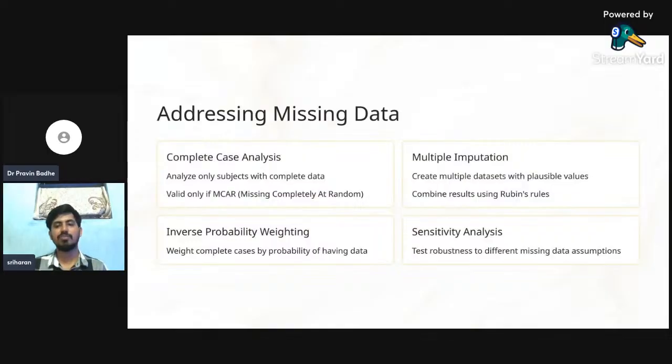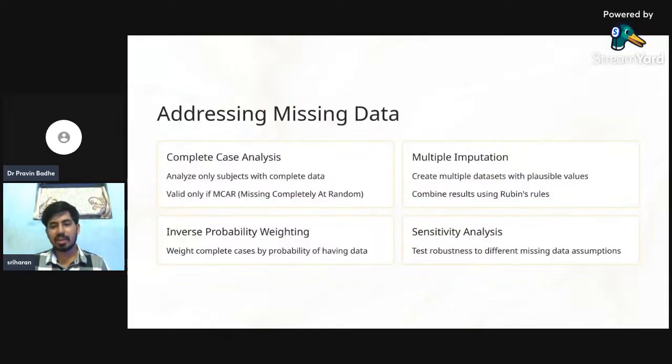Another one is multiple imputation. We create the database, like an electronic CRF, and enter the data day to day, so it will be easy to avoid missing data. Then inverse probability weighting. Likewise, sometimes some patients are underrepresented, so we observe those patients and give them representation and weightage to address that.